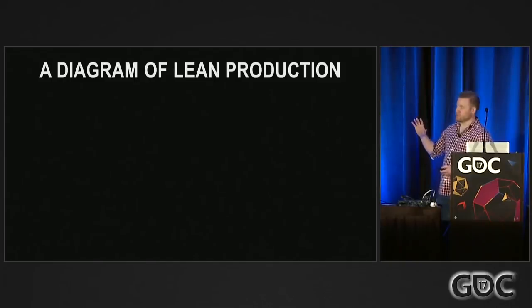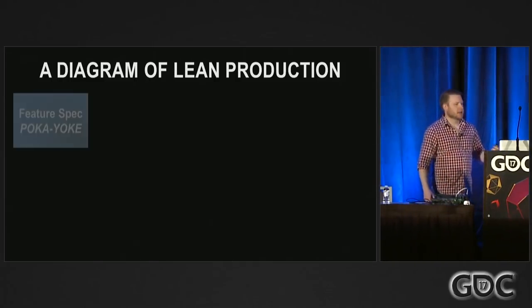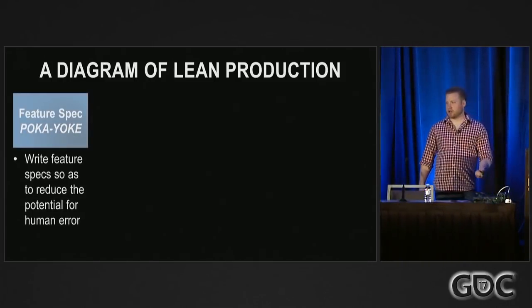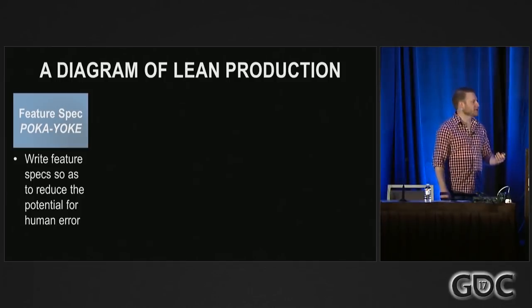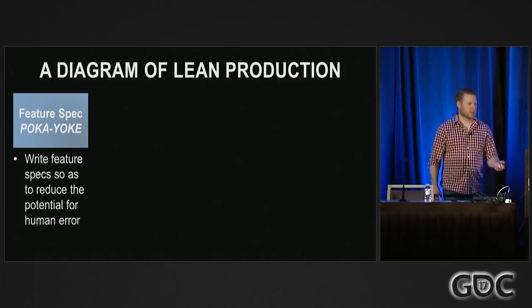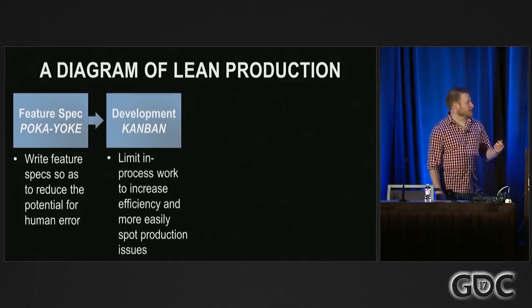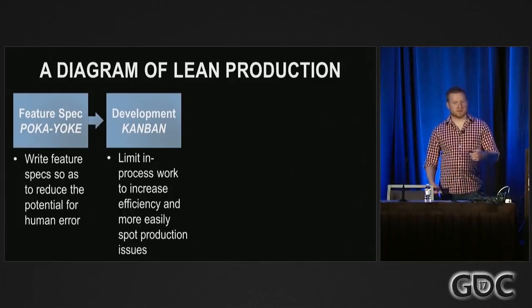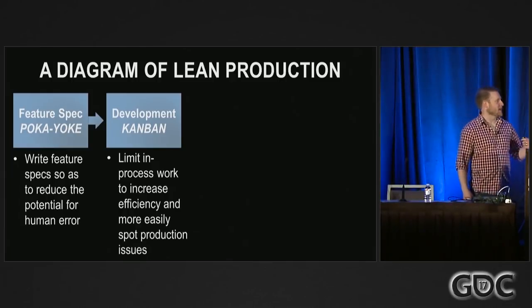So, a diagram of lean production in its entirety. When you're doing feature specs, you want to use poka-yoke. You want to carefully define specs to eliminate sources of human error before they can happen. In development, you want to utilize Kanban, limit work in progress to increase efficiency and make it easier to spot production issues.